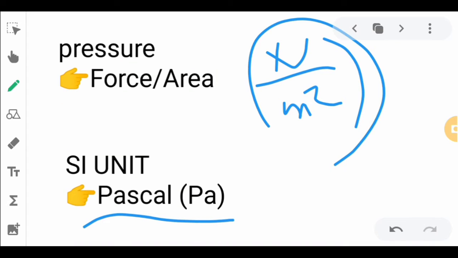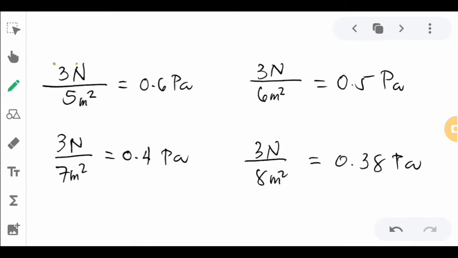If you look at the formula, let us try it. Let's say I keep the force constant and just increase the area, just like what happened with the nail, where we switch the parts of the nail to change the size of the area. I have 3 Newton as the force and 5 meters squared as the area. If you divide that, you will have 0.6 Pascal. Let us increase the area and keep the force constant. Let us add 1, so that will be 3 Newton divided by 6 meters squared, which is 0.5 Pascal.